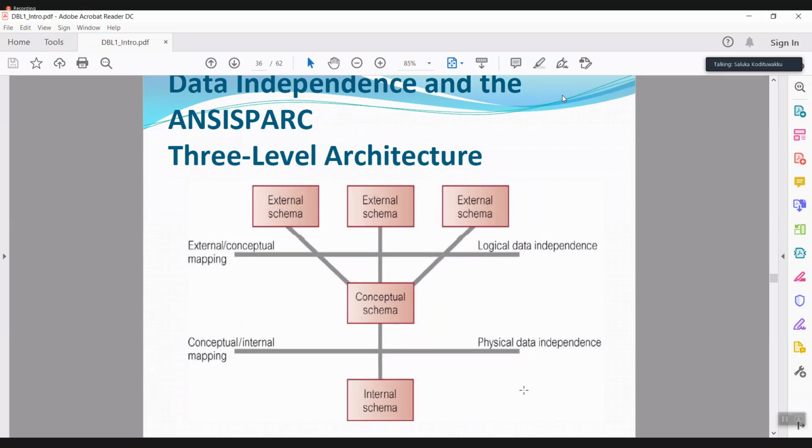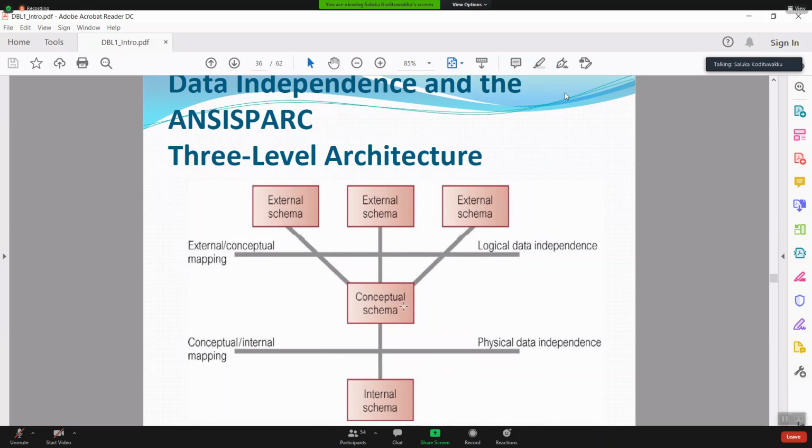For a very simple example, say the physical storage is shifted from magnetic tapes to disk, and then the internal schema is modified. Why? Because the access mechanisms have changed from one to two. Initially, because of the magnetic tapes, only a sequential access mechanism was there, but after changing the physical storage to disk, two access mechanisms are there, sequential and random.